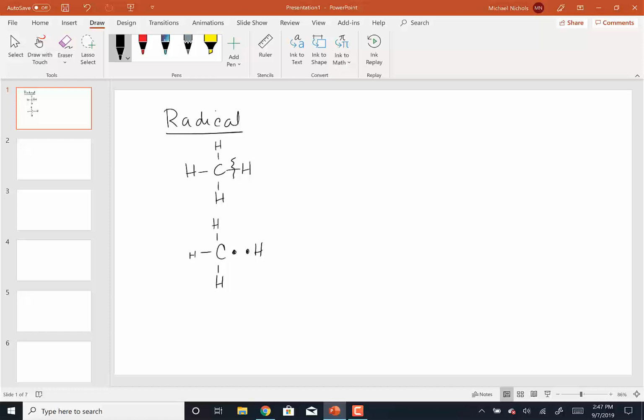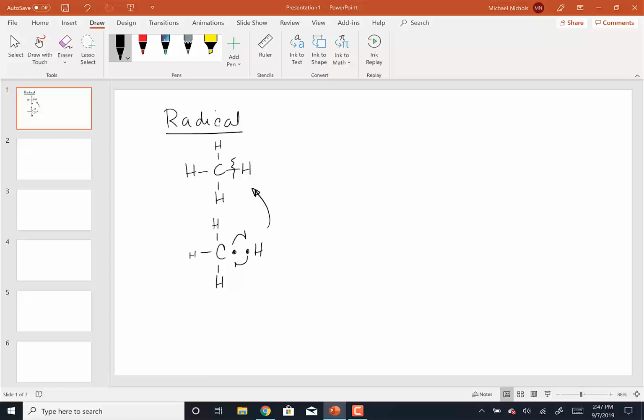Now, we're going to use arrows throughout the year to indicate the movement of an electron. And if you just have one electron, you use what's called a fishhook arrow. And so the carbon would share its electron with hydrogen, and hydrogen would share its electron with the carbon. And in doing so, it's going to form that carbon-hydrogen bond.